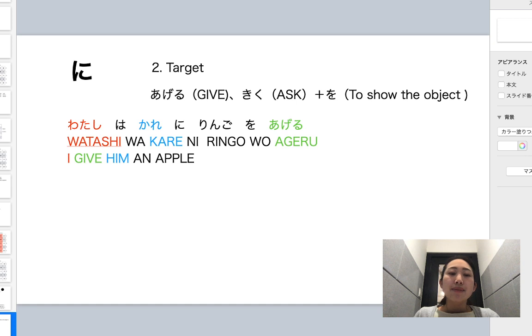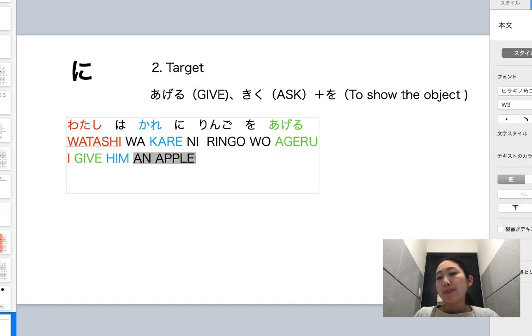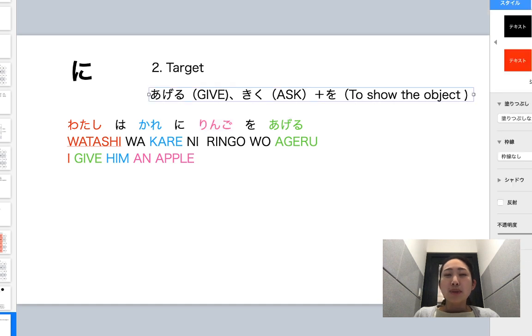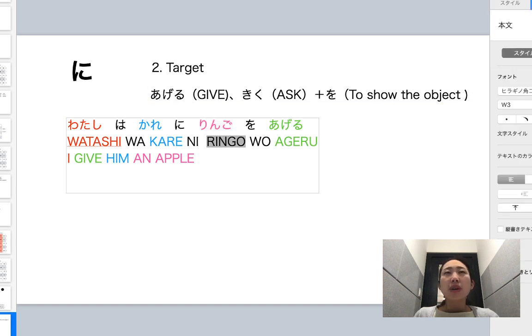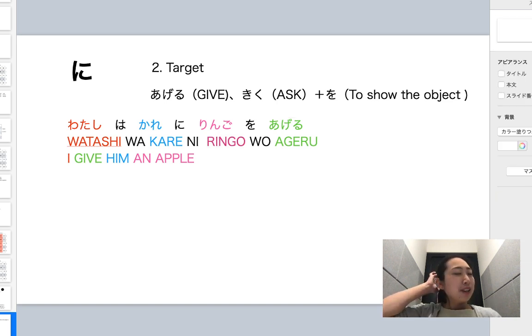Kare ni ringo, an apple. So basic, really basic fruit. Maybe in every single language, apple is the common thing to learn in the very first class, I think. Okay, so ringo is the apple. Ringo. Okay, and then we don't count every single time about ringo, so we don't put an or some or apples, like s. We just say ringo.